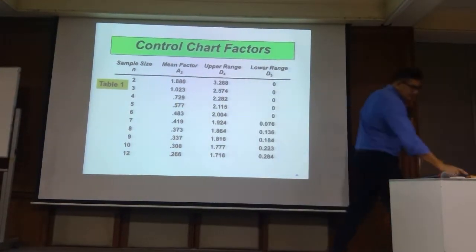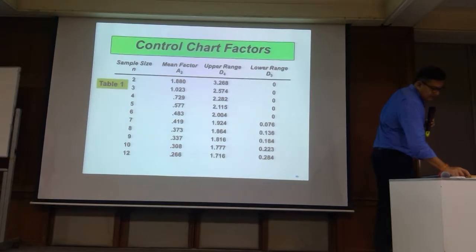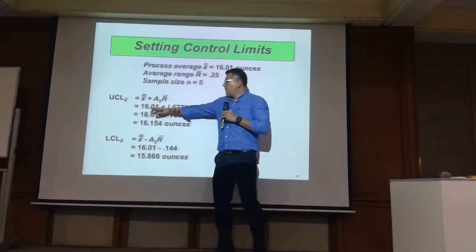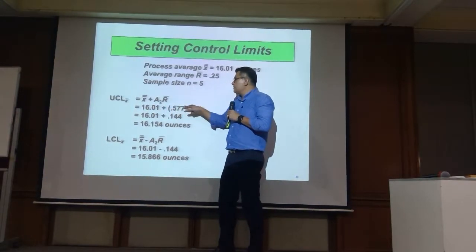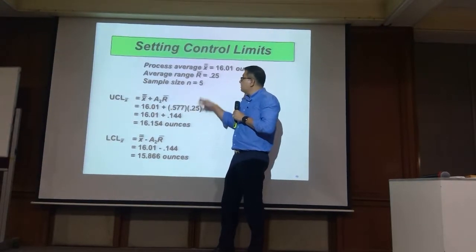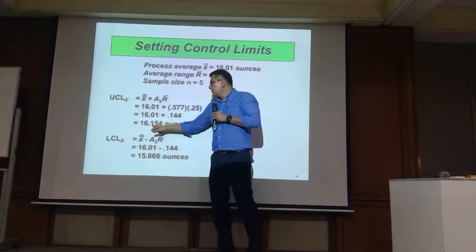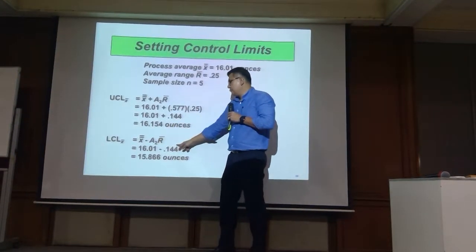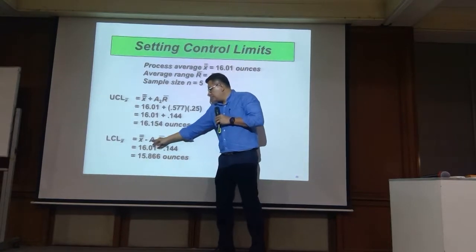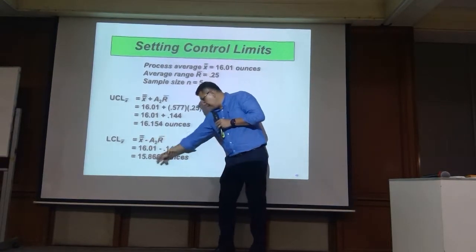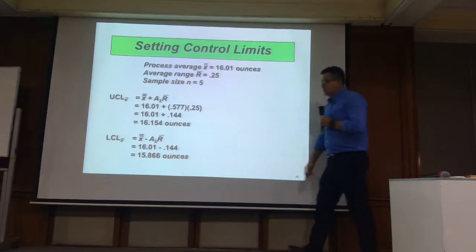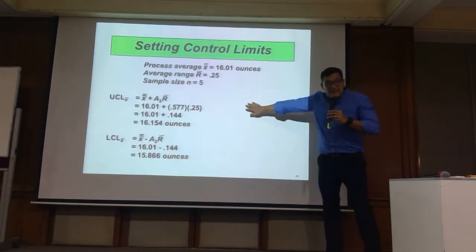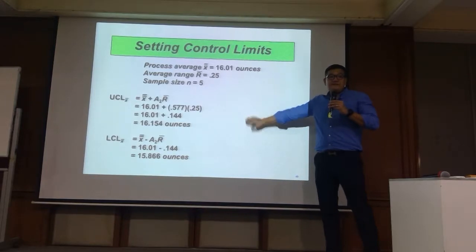So then we're going to have this: X bar 16.01 plus A2 0.577 multiplied with R bar 0.25. So then you have 16.154 for this one. You substitute minus, so you can have 15.866. I'm just showing you how you substitute the value from the table. Not the same example as the previous one.